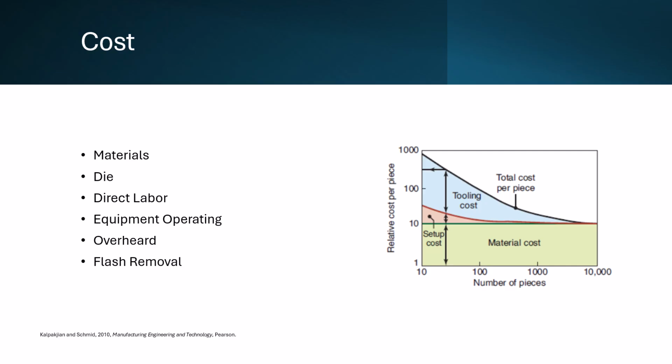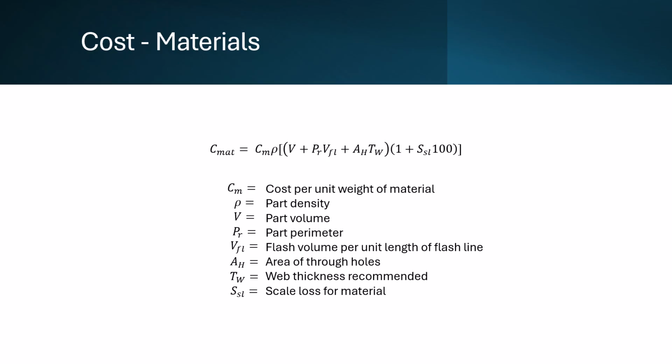The rest of the cost comes from factors like labor, equipment operating, overhead, flash removal, and other processing of the part. For early estimates, the cost is broken into three main parts that are added up for the total cost: materials, processing, and die creation. Evaluating the material cost is the easiest portion of this initial estimate.